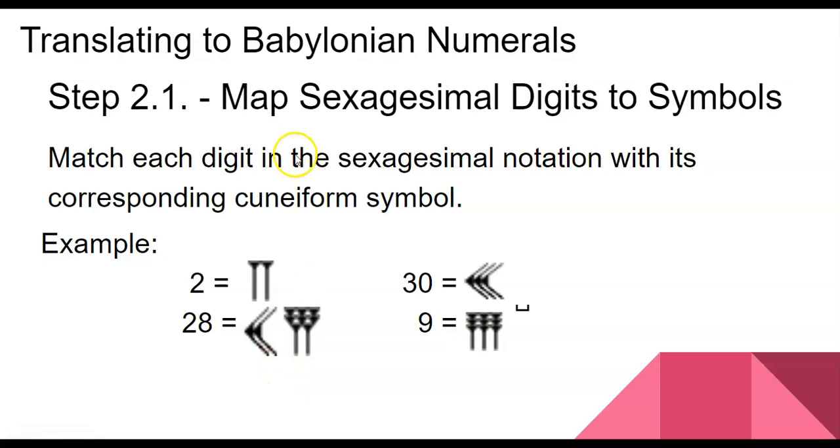So we're ready now to map the sexagesimal digits to symbols. Please match each digit in the sexagesimal notation with its corresponding cuneiform symbol. So for 2, this is the symbol. Then 28, so this is 20, and then this is the symbol of 8. And then 30, we have 30 and then a space. And then 9, we have the symbol for 9.